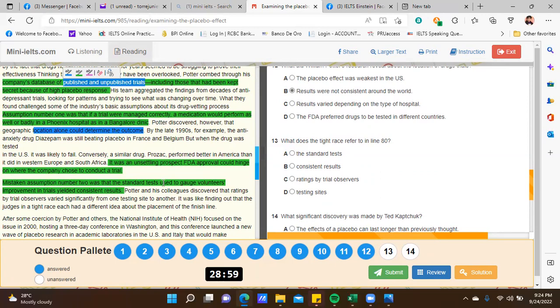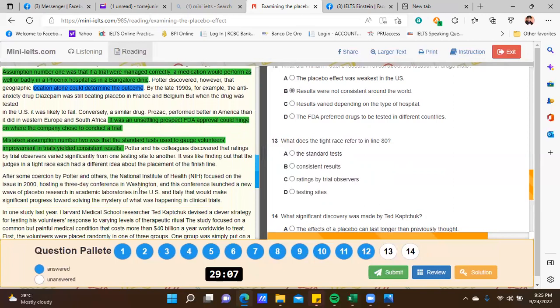Mistaken assumption number two was a standard test used to gauge volunteers' improvement. Sige sir, diretsoin mo lang. His colleagues discovered that ratings by the trial observer varied significantly from one testing site to another. It was like finding out the judges in a tight race. Ayun, ano ba yun? Each had a different idea about the placement. Each had a different understanding of this. Consistent results.